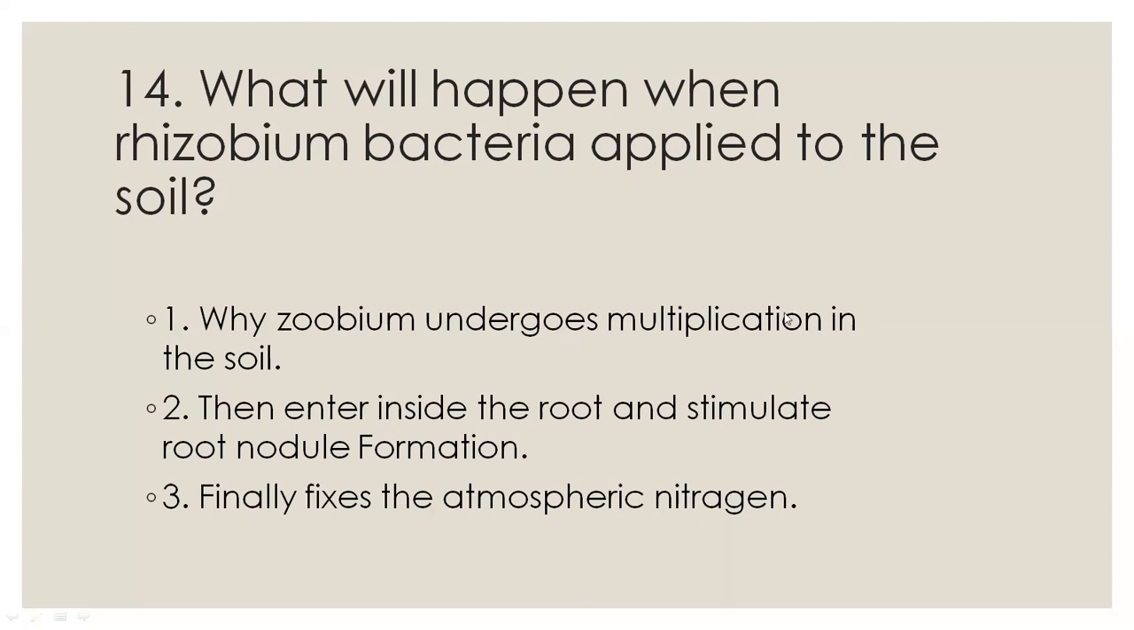Rhizobium undergoes multiplication in the soil when applied. Then it enters inside the root and stimulates root nodule formation. Finally, the Rhizobium in the root nodule fixes the atmospheric nitrogen and in turn takes food material from the legumes.